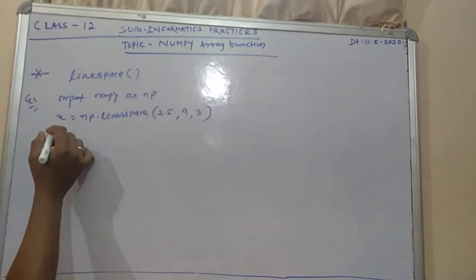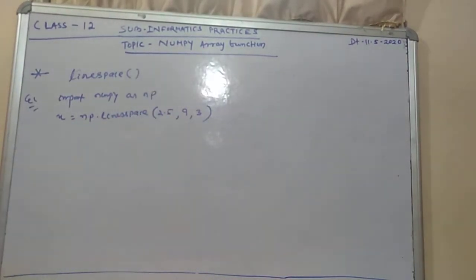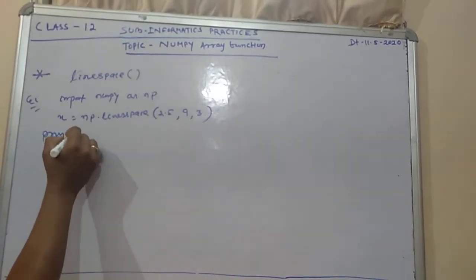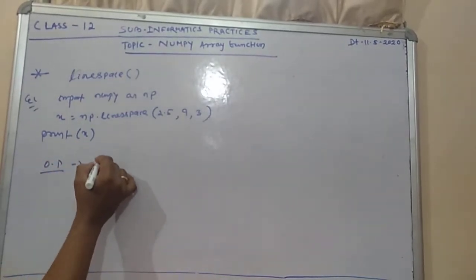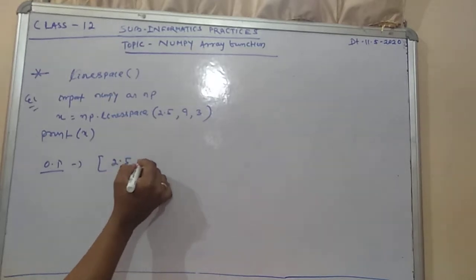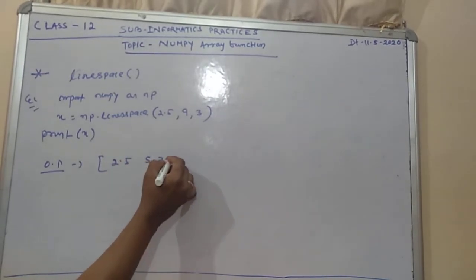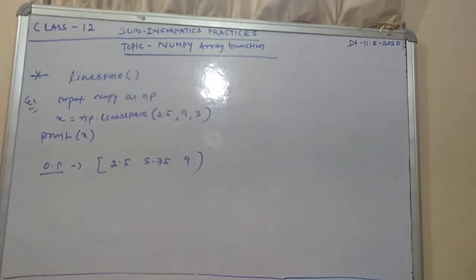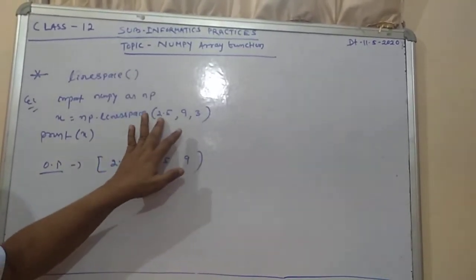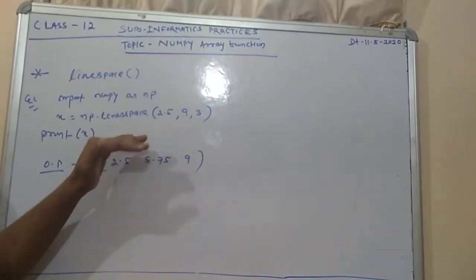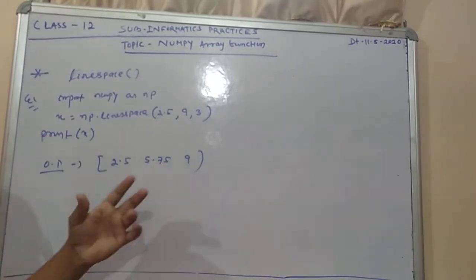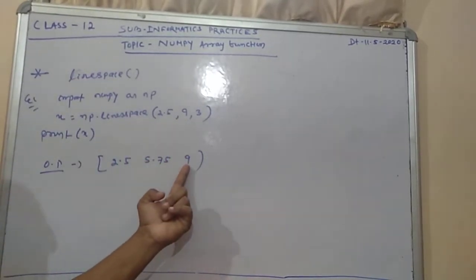Okay, 9 and 3. So in this case, what exactly is the output we are getting? Suppose print x, the output will be 2.5, 5.75, 9. Now see, here also are the start and stop, and 3 means the number of items we are getting. So 9 is included here. This is the difference you see.